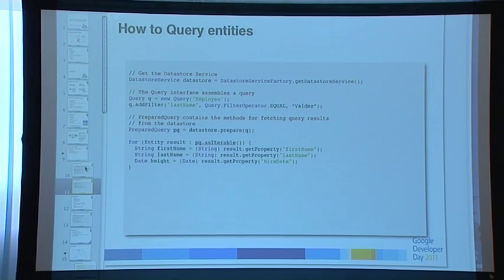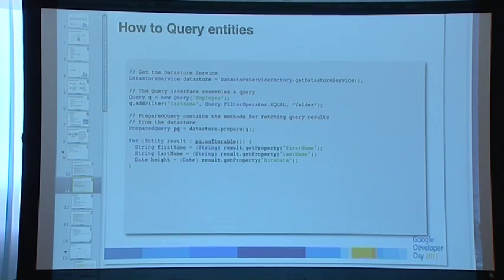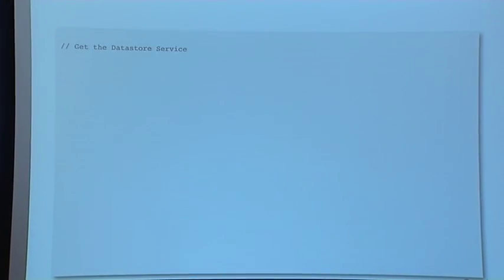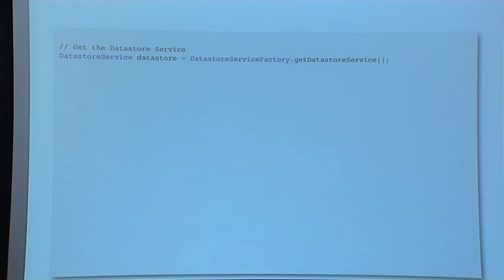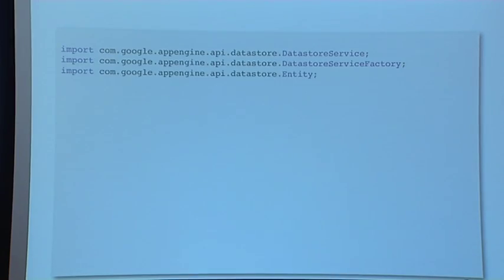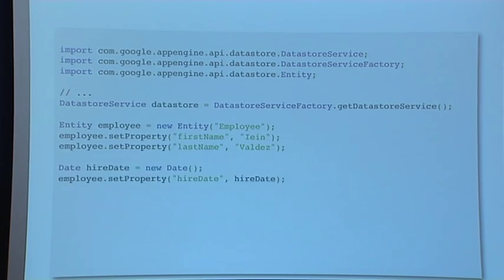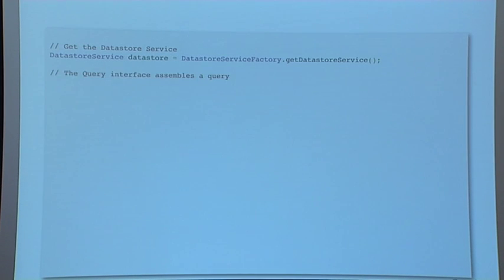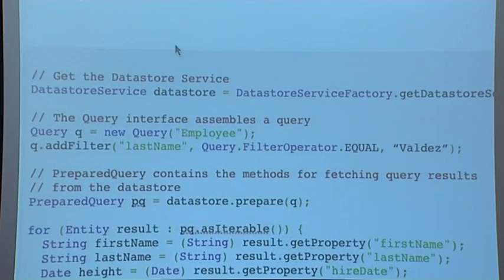So let's look at an example of how to query entities. I can write an entity, but how do I get it back? We get the data store service, and then we create a query, and we say, what am I looking for? I'm looking for the kind of employee. So you specify the kind in the query.